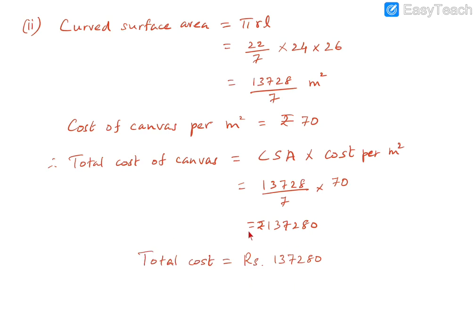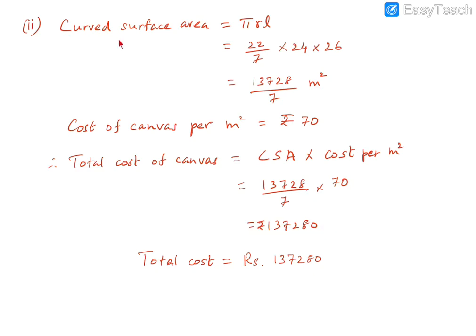So what we have done in this problem is we were given the cost of the canvas per meter square, and we were asked to find the total cost of the canvas to build the tent. For that we calculated the curved surface area and then multiplied it with the cost per meter square, and that gave us the total cost of the canvas.